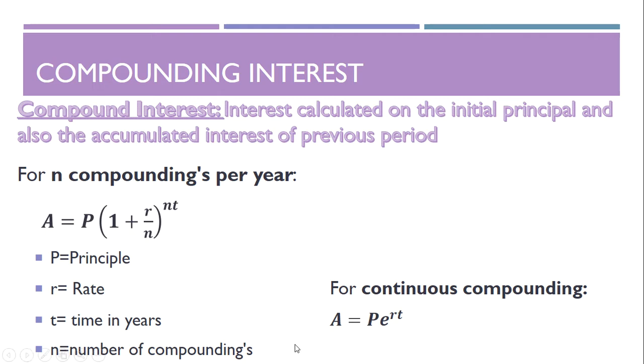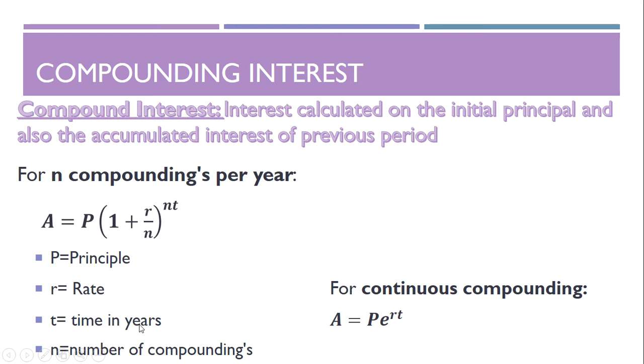So here we get this formula, A equals P times 1 plus r over n to the nt. So all of these letters have a specific meaning. So P is the principal, the initial amount. r is the rate at which the interest is being calculated. So maybe it's a 2% rate every year. You're charged 2%. So typically rate will always be a percent.